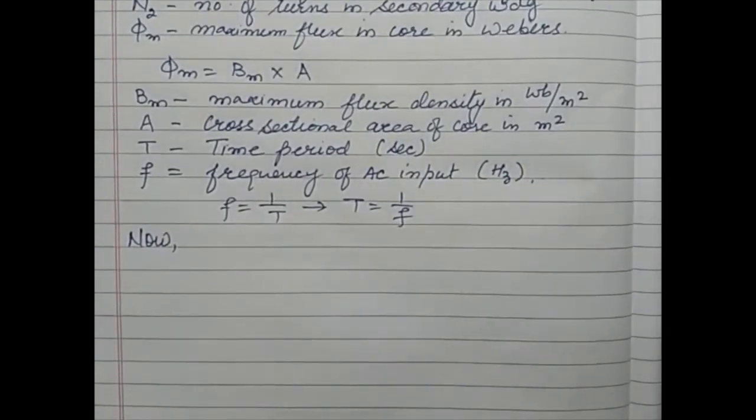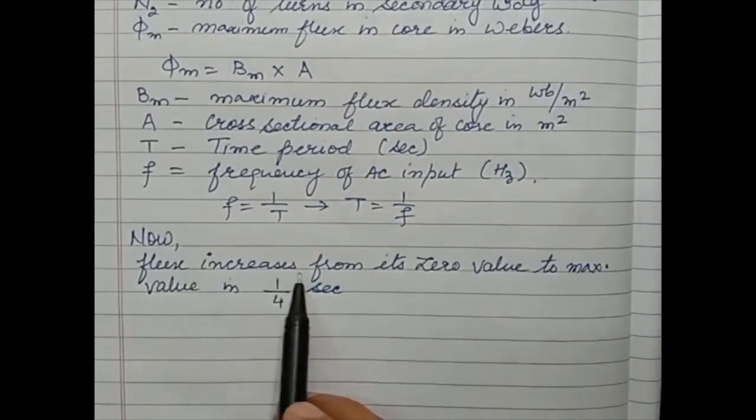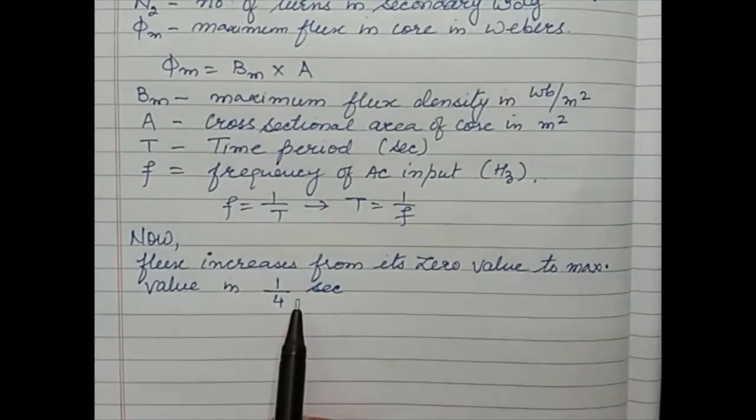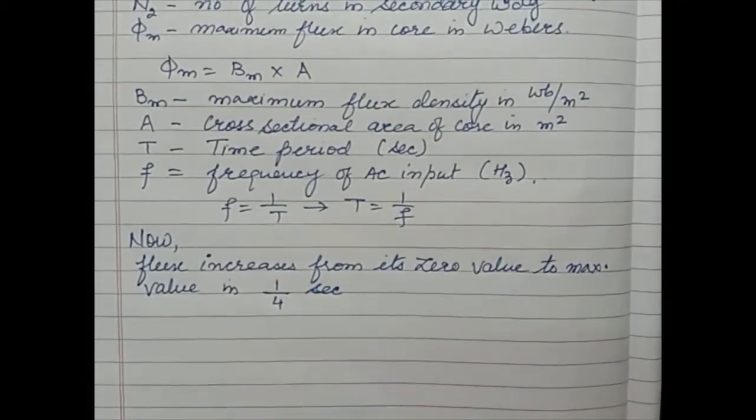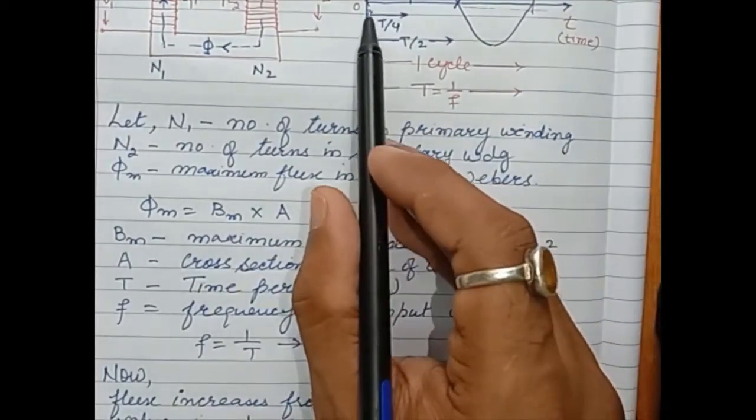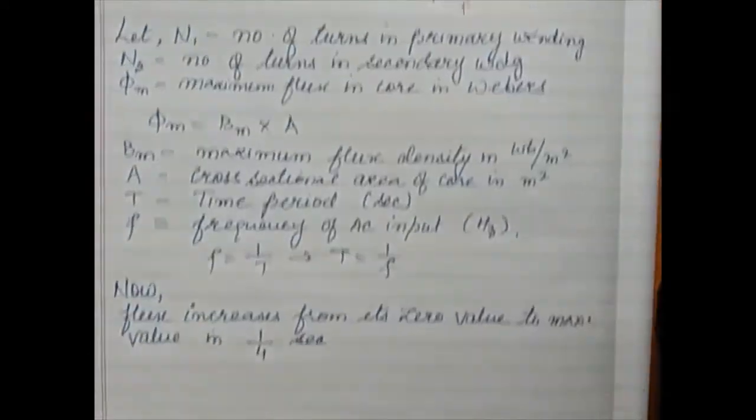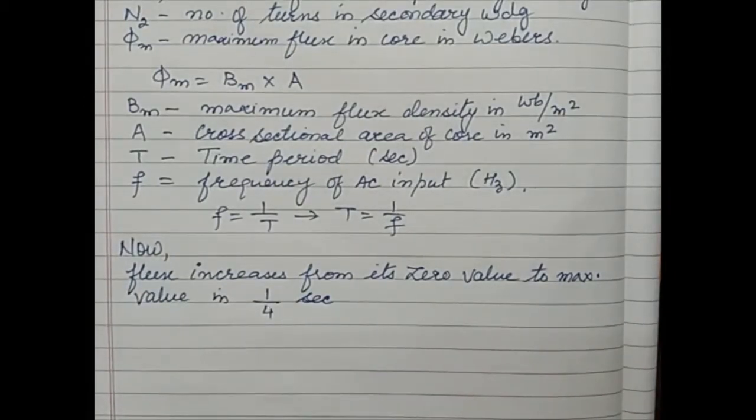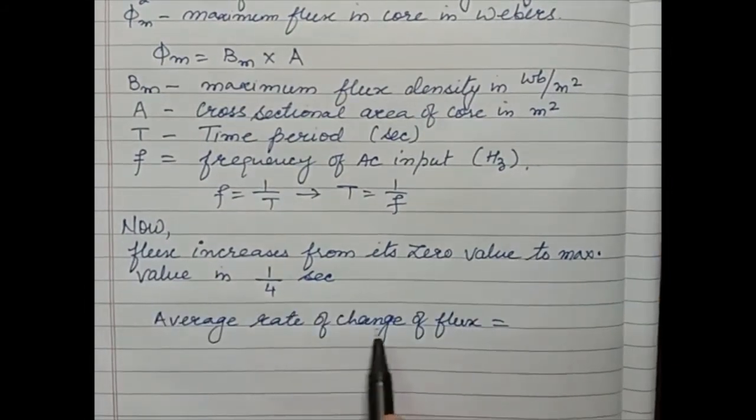So we can write that flux increases from its 0 value to maximum value in 1 by 4 seconds. Suppose we are taking T as 1. So how much time will it take? 1 by 4 seconds. So we have written flux increases from 0 value to maximum value in 1 by 4 seconds.